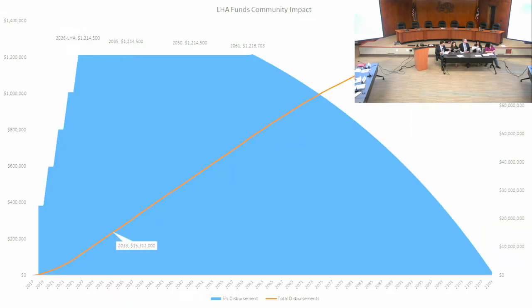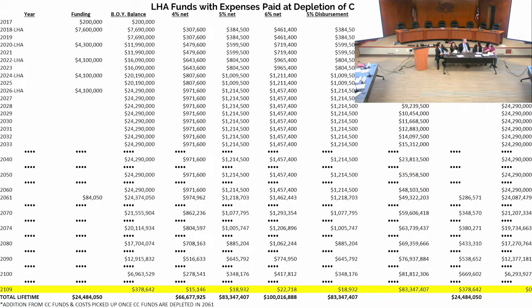Now, this is just LHA funds without any special distributions over the course of time. The money does last longer, about 13 years longer, if we don't do special distributions. By 2033, the total impact on the community is $15.3 million. The last time $1 million is dispersed is in 2061, $1.2 million. And then in 2096, which is an important year because that's when the special distribution ones would be dispersed, you have an $80 million impact. By 2109, you have an $83.3 million impact. And there's your chart.